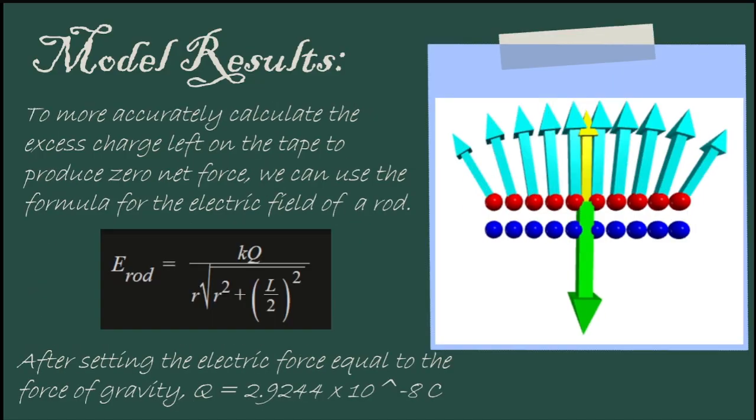To more accurately calculate the excess charge left on the tape to produce zero net force, we can use the formula for the electric field of a rod, which is symbolized by this equation. After setting the electric force equal to the force of gravity, Q is equal to 2.9244 times 10 to the negative 8th coulombs.